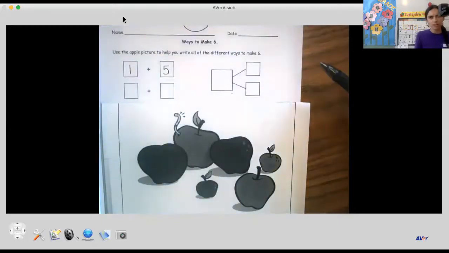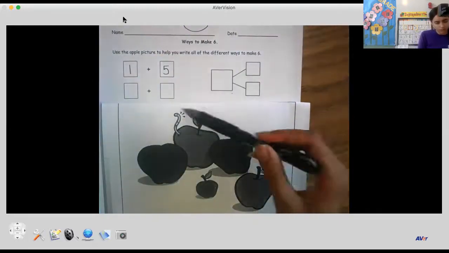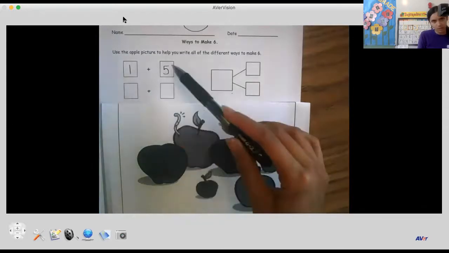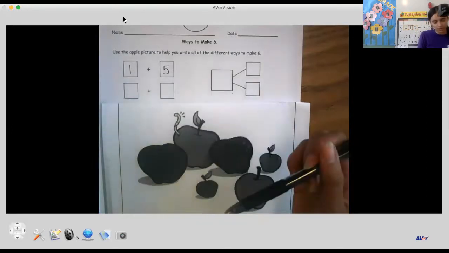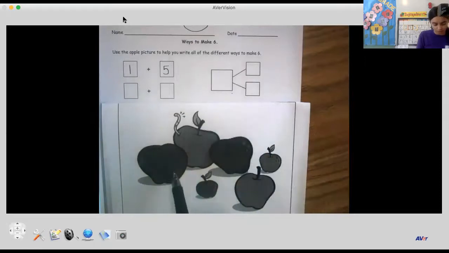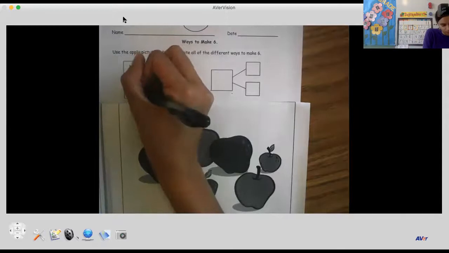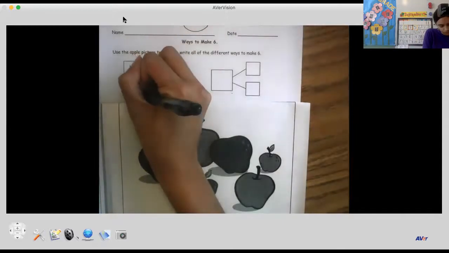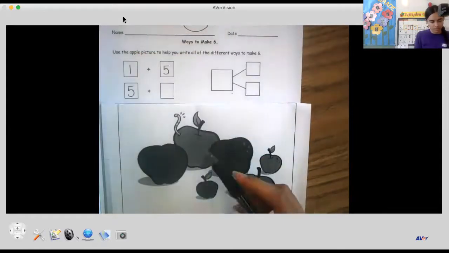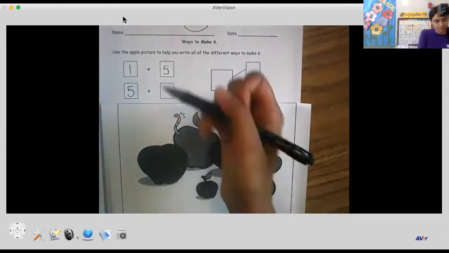Let's see, what if I wrote this in a different order? I'm going to use the same numbers, but write the problem in a different order. I'm going to say now that there are 5 apples that don't have worms. I'm going to talk about the apples that don't have worms first. 5 apples with no worms, and 1 apple with a worm.